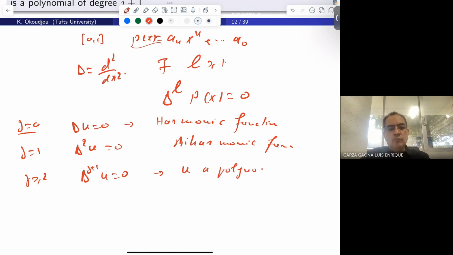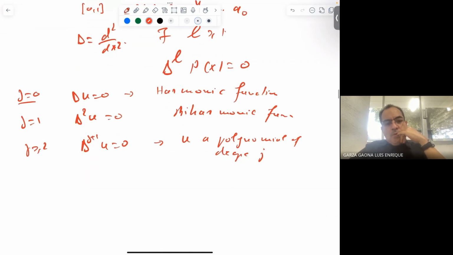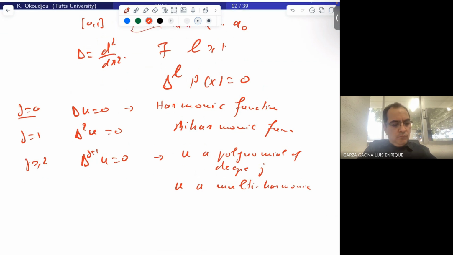A polynomial of degree j. If you really want to be precise, if we're going to stick to a notion from classical harmonic analysis, u is in fact a multi-harmonic function, meaning that some power of the Laplacian will annihilate this function u. And so this is what I'm going to call, for the rest of the talk, a polynomial.